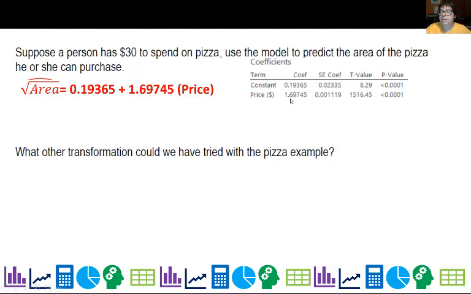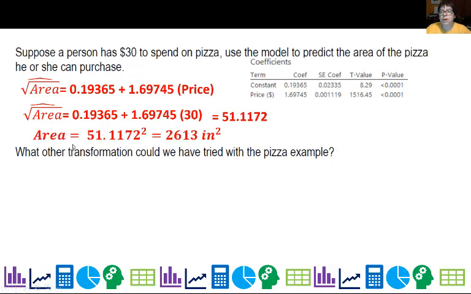All right, plus that times the coefficient of price. So if I want to figure out area for $30, I would go ahead and put the 30 in for price, and I get 51.1172. And since I'm trying to find area and not square root of area, I would square that, and I get 2,613 inches squared.